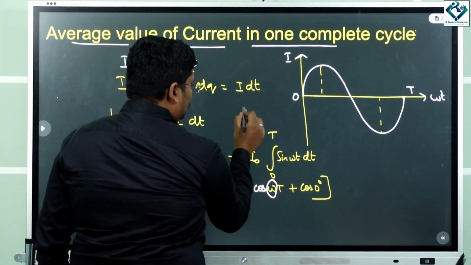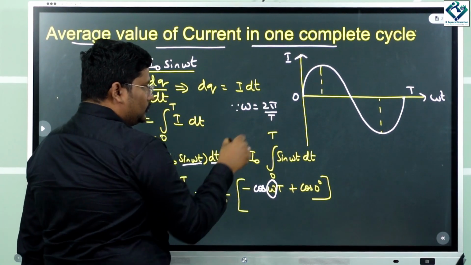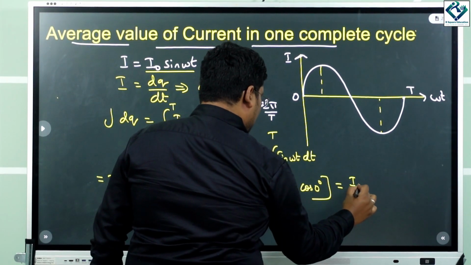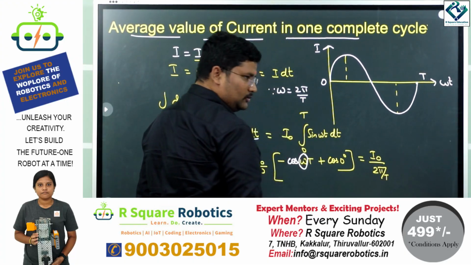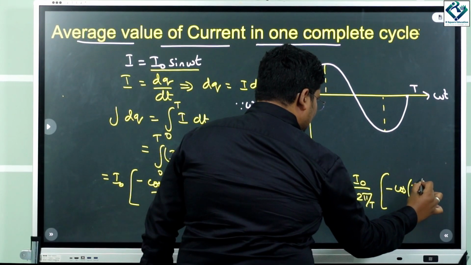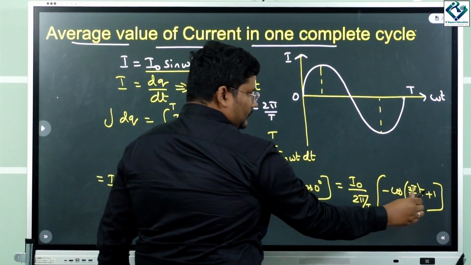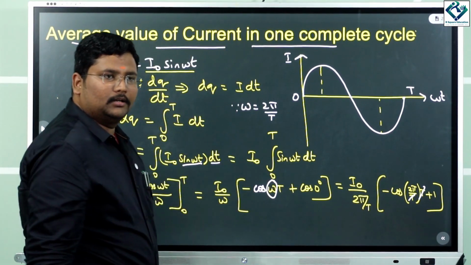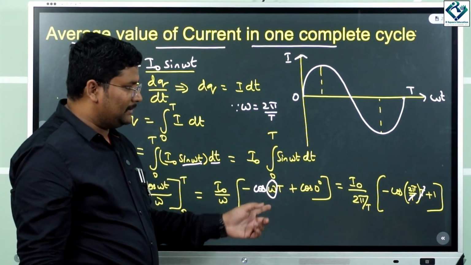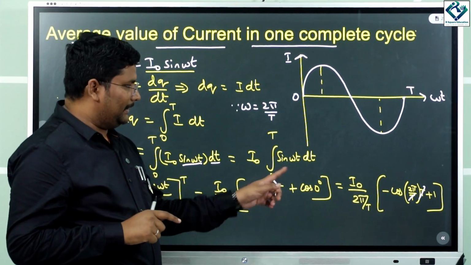What is this omega? We have just seen omega is equal to 2 pi by T. So since omega is equal to 2 pi by T, can I substitute that here? So what I'll get: I naught by 2 pi by T, and I'll directly substitute here also. You will get minus cos of 2 pi by T into T, plus 1. Cos 0 is 1. T cancels. Cos 2 pi is 1.